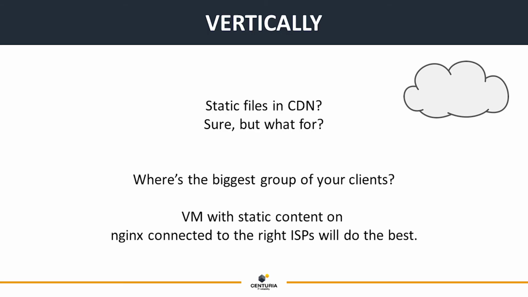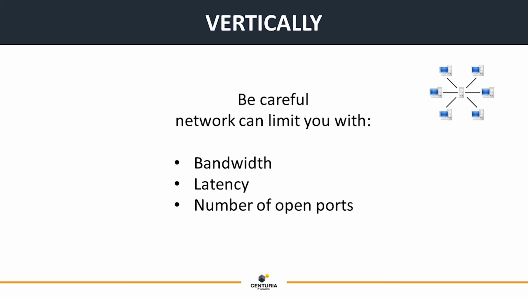Use static files in a CDN, of course, but what for? When you analyze where the biggest group of your clients is, you can make a single virtual machine with static content on it, with Nginx, and you connect it by choosing the right ISP for the biggest group of your users, and it will be faster. Of course, the ISP can limit you with network bandwidth, latency, and number of open ports.